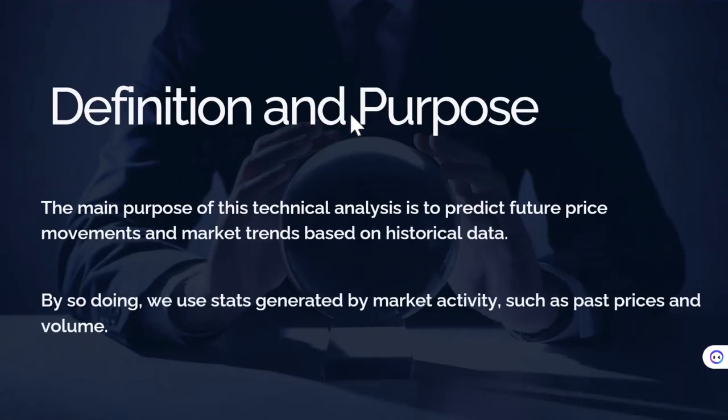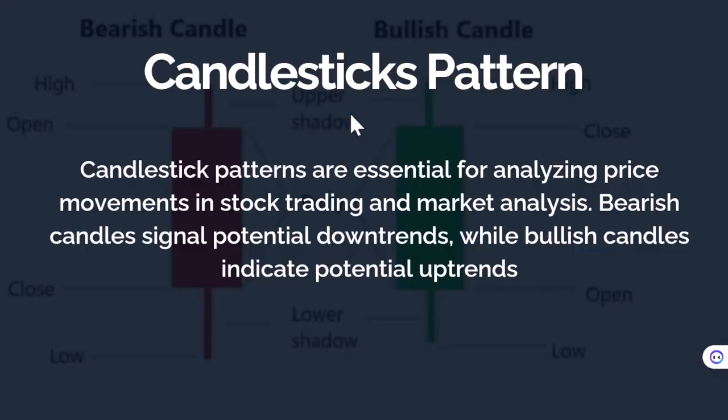When we talk about technical analysis, the main purpose is to predict future price movements and market trends based on historical data. By so doing, we use stats generated by market activity, such as past prices and volume. So that's the main purpose of technical analysis. Most short-term traders use technical analysis, and there's something called candlestick patterns.